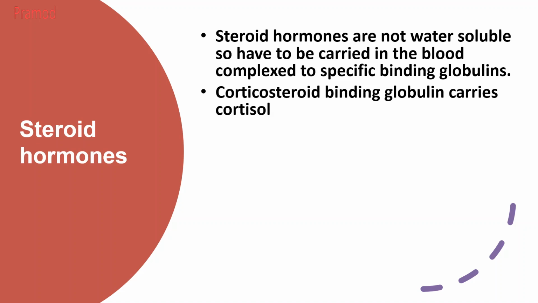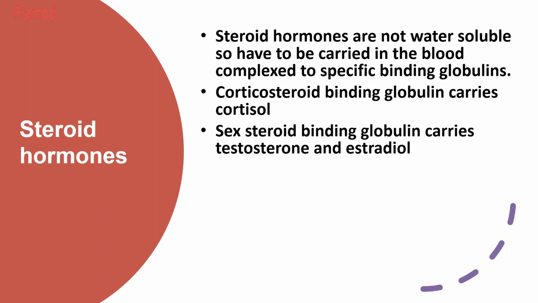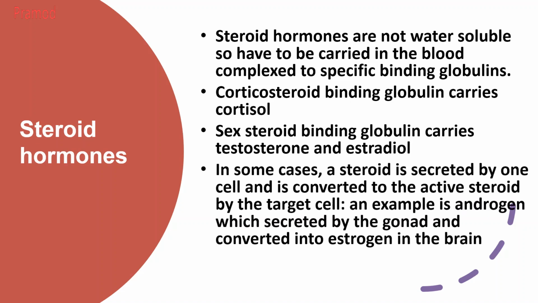Corticosteroid binding protein carries cortisol. Sex steroid binding globulin carries testosterone and estradiol. In some cases, a steroid is secreted by one cell and converted into an active steroid by the target cell. An example is androgen, which is secreted by the gonads but converted into estrogen in the brain. So the starting material is testosterone, which is synthesized in the gonad, and estrogen is formed in the brain.